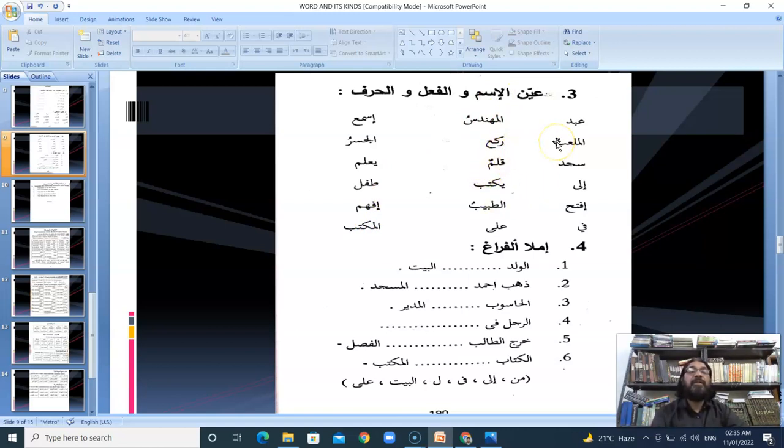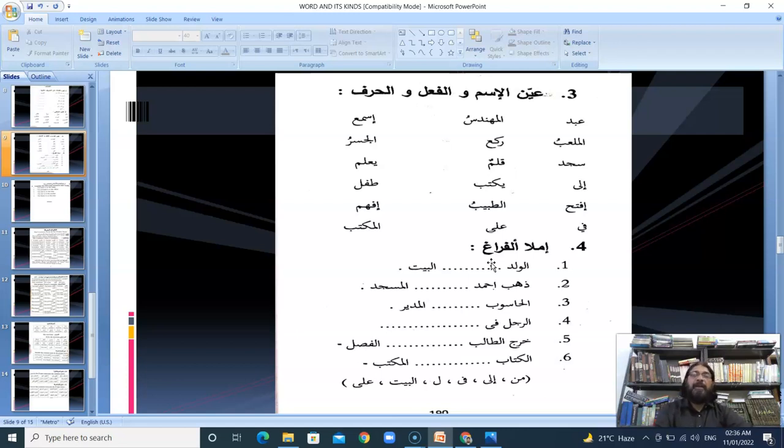So identify what is noun, what is verb, and which word is al-harf. Then after that, imla' al-faragh, fill in the blanks. So keep in your mind, only 3 things will be asked from this lesson in the final examinations.